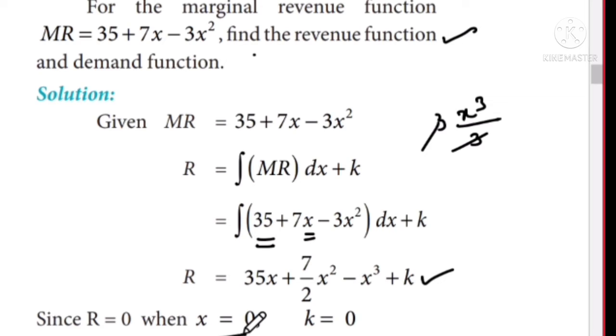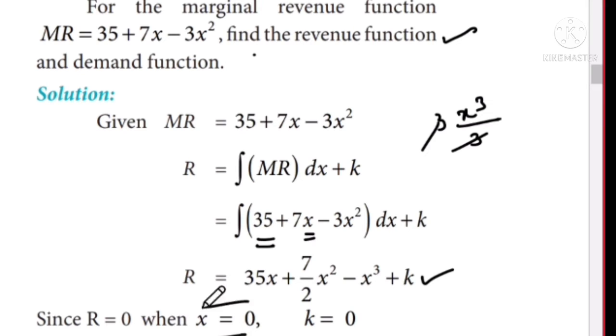X is 0 means the number of outputs produced is 0. The same way, when you put x is 0, it means the number of outputs is 0, so the revenue will be 0. Revenue is the amount that you receive when you sell something. When you sell, what you get is called the revenue. When you have not produced anything, what will the revenue be? It will be 0. If the number of units produced is 0, revenue will be 0. So when nothing is produced, then revenue will be 0.